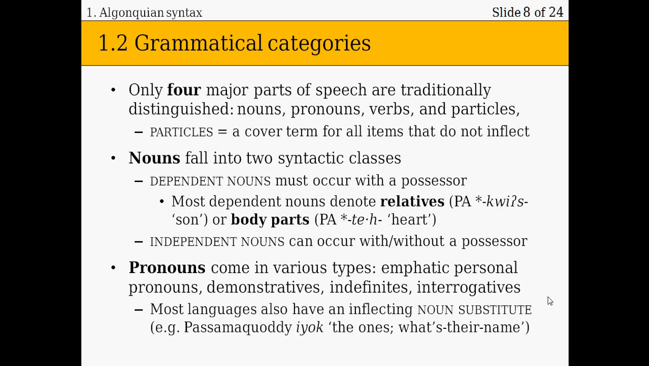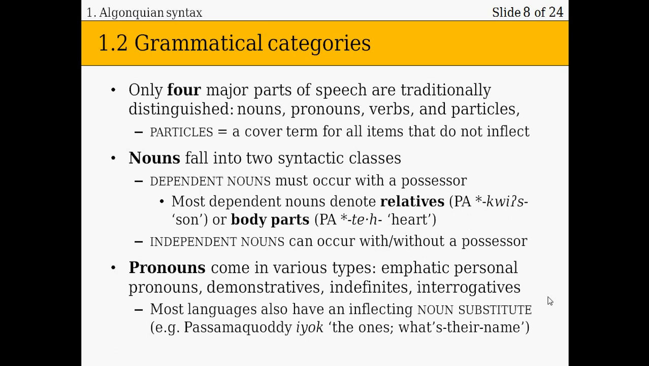One slightly interesting thing about pronouns in Algonquian languages is that most of the languages also have what's called a noun substitute. So in English, if you want to use a noun, but you forget what the exact word is, we often say something like, what's his name, or whatchamacallit, or that one.